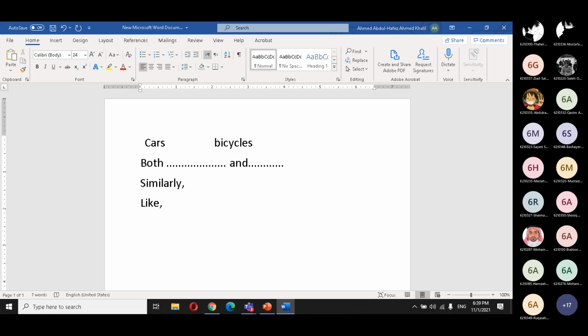Both and. How to use both and? I can write the sentence like this. I can say both cars and bicycles are means of transport.